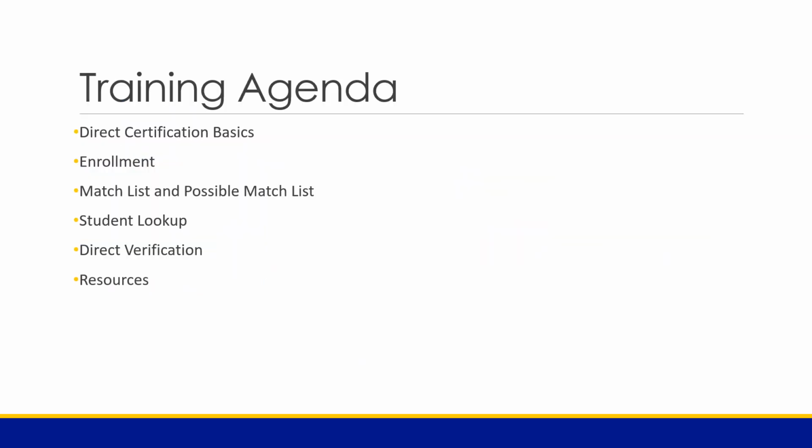This training will begin by covering the Direct Certification basics before looking at more detailed information, including utilizing the enrollment option, looking at the match list and possible match list functions. We'll follow that by explaining how to utilize the student lookup option, as well as how to utilize direct verification, before providing some supporting resources at the end of the training.